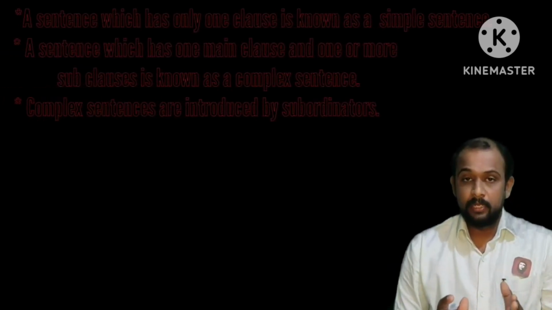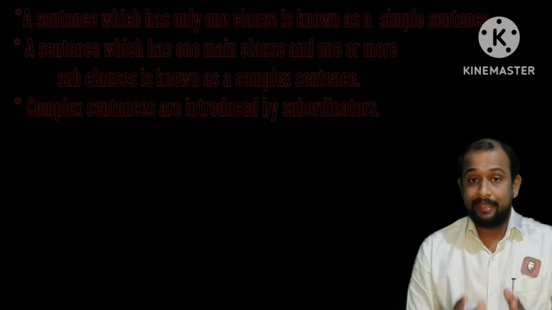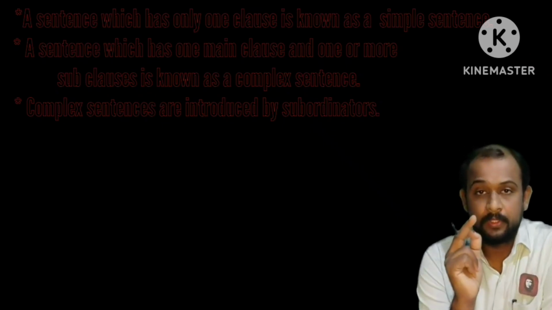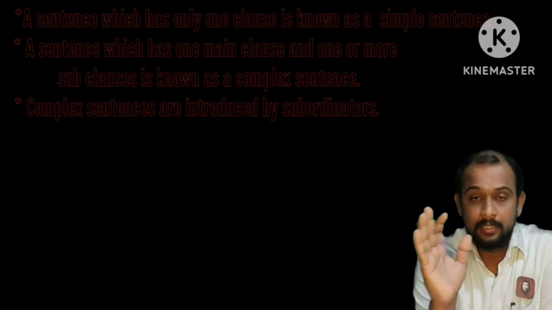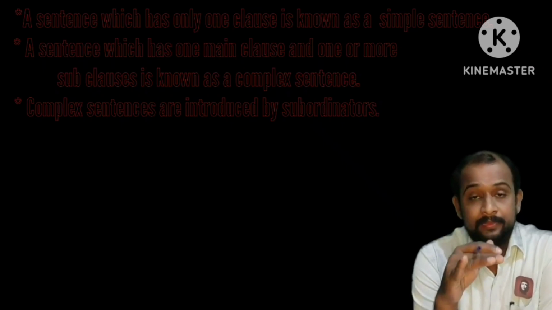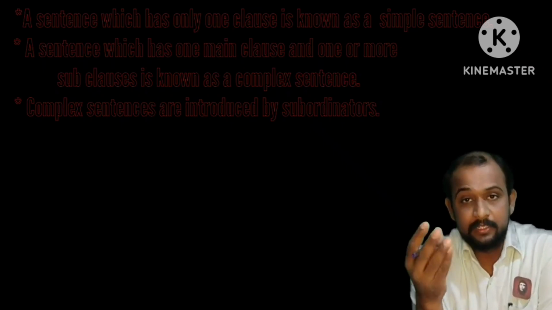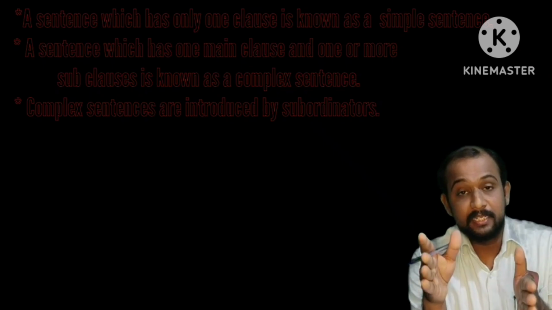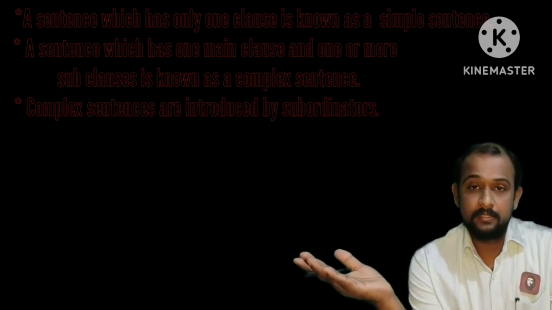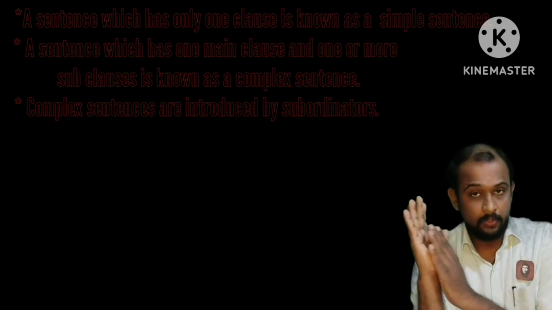Okay, in one of my previous classes, I have very clearly taught how to identify a sentence, how to differentiate a simple sentence from a complex sentence. So keep one thing in mind: a complex sentence should have at least two clauses. One should be a main clause, the other should be a subclause. Today, I will teach how to convert a simple sentence into a complex sentence. Alright? So look at the board.